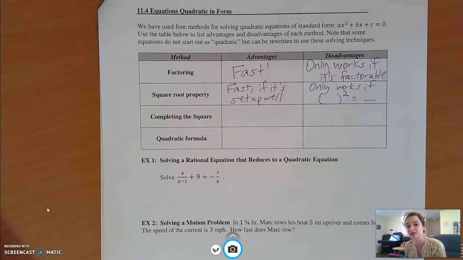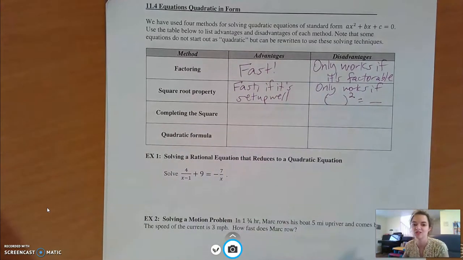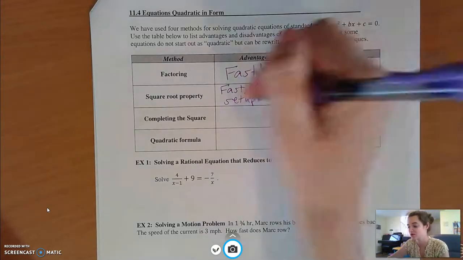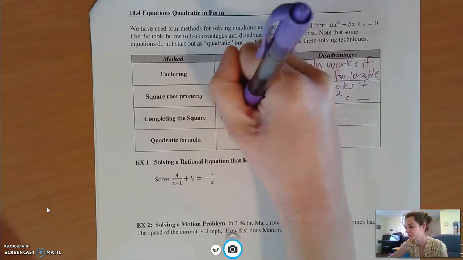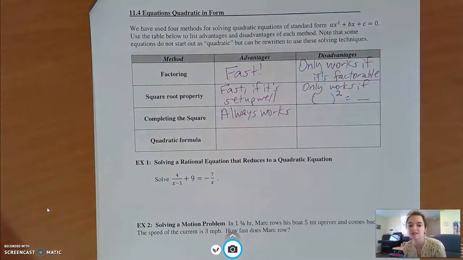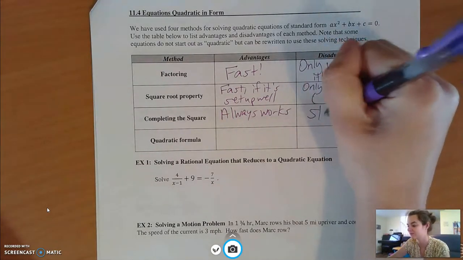Which brings us to completing the square, which is, what if it's not in that setup yet, but you would like to use the square root property? What you can do is complete the square. The good news about completing the square is it always works, which is awesome. The disadvantage would be that it's pretty slow and pretty tedious. Okay, it's a longer process to get the answer there.